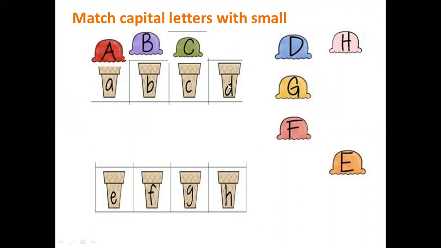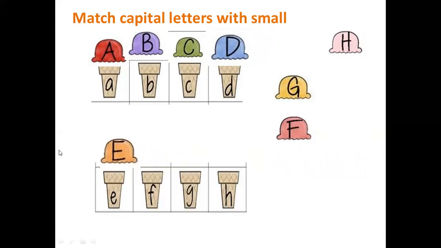Okay, now D. Find out D. You can find it. I know you know where is letter D. This one is letter D. Okay, now after D, letter E. And this is the small letter E. We will find its capital. Where is the E? This one is E. Okay, now you have 1, 2, 3, 4, 5 ice cream.